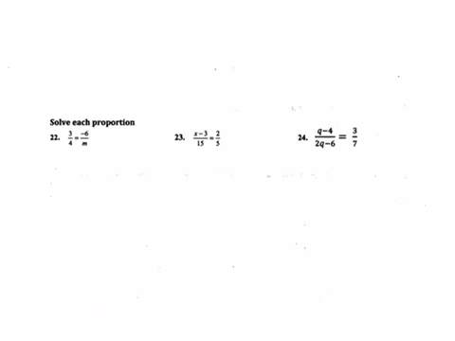Question 22, we have the proportion 3 over 4 equals negative 6 over m. We're going to cross multiply. So that's 3m equals negative 24. We're going to divide by 3 once we have it set up, and we get m equals negative 8.